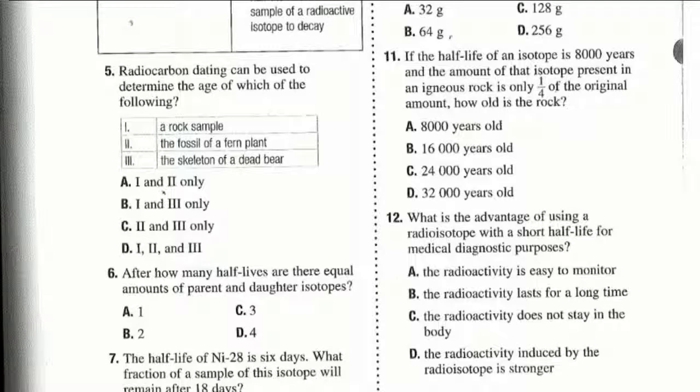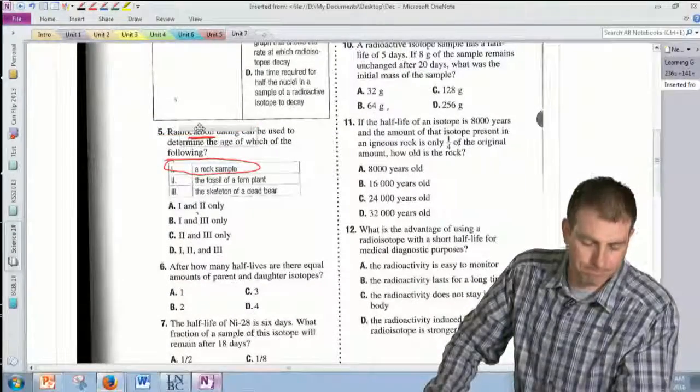All right, C for number 5 and A for 6. I like it. So for number 5, you guys don't think that you can use carbon dating for a rock sample. Is there any reason why you excluded a rock from your list? So of course this says radiocarbon dating, which is kind of an important piece of the question. What's the problem with rocks?